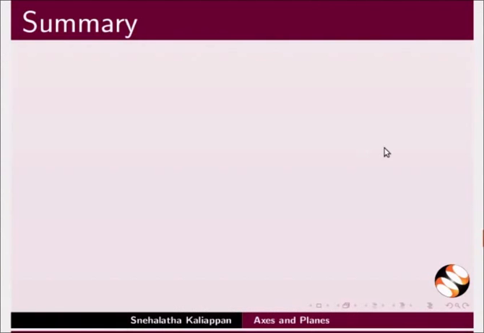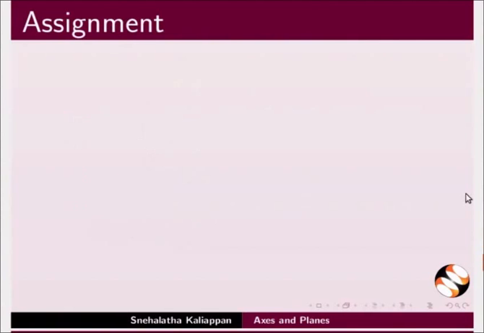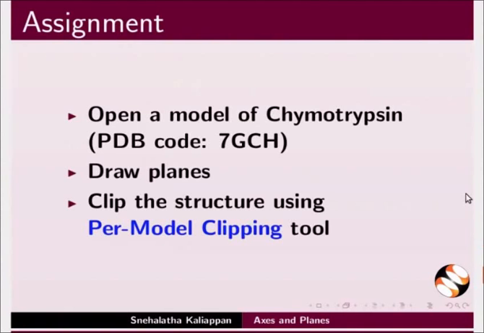Let's summarize. In this tutorial, we have learnt to show axes, planes and centroids, show 2D labels, draw arrows, clip the model using per model clipping tool. For the assignment, open a model of chymotrypsin, draw planes, clip the structure using per model clipping tool.